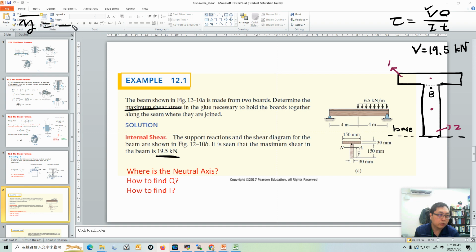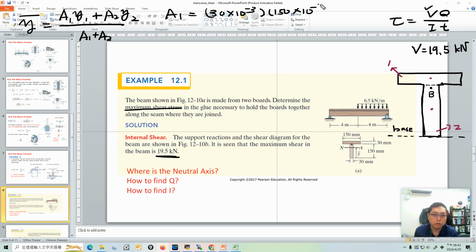What's the y bar? It's equal to (a1 y1 + a2 y2) over (a1 + a2). So what is a1? A1 is 30 millimeter times 150 millimeter. I can show you the value. It's just equal to 4500 times 10 to the power minus 6, and it's m squared.